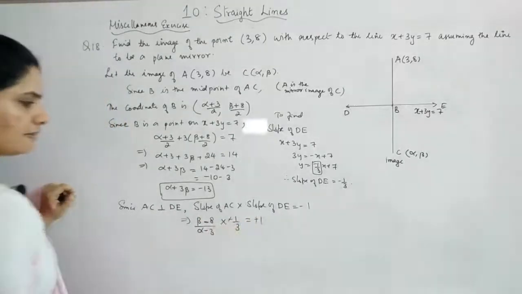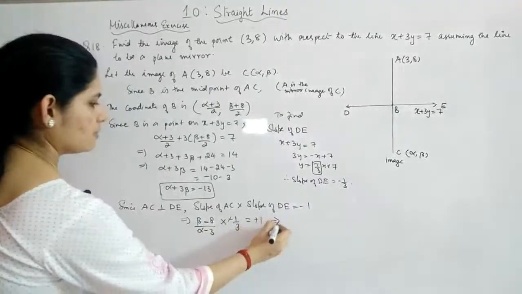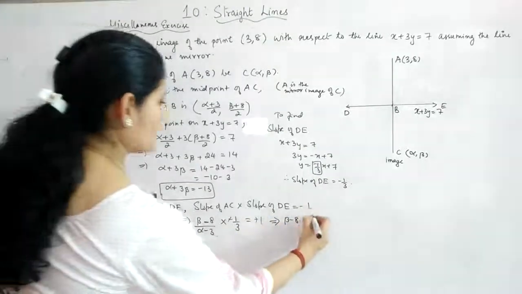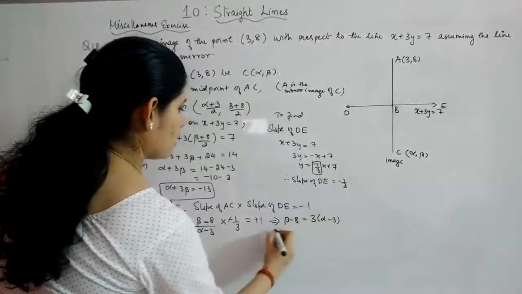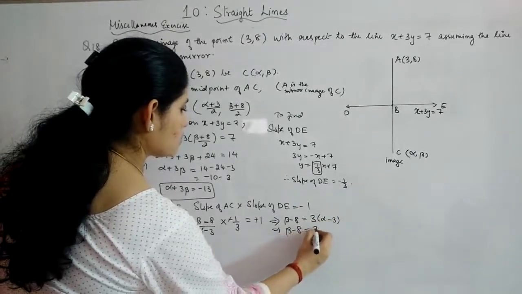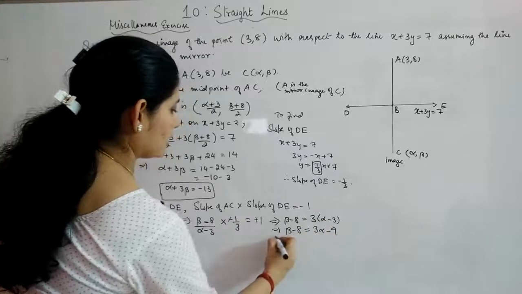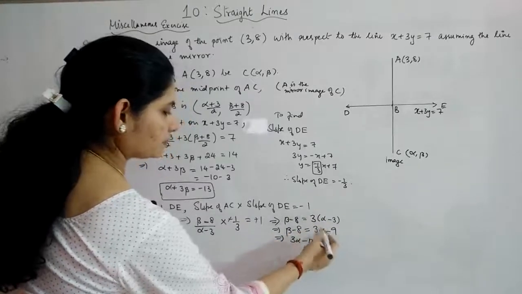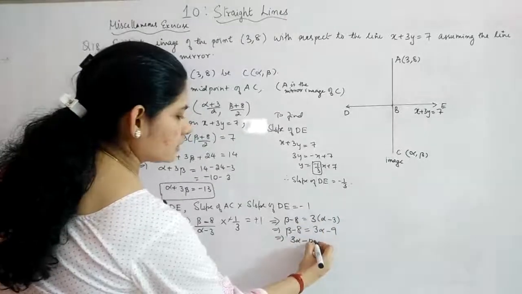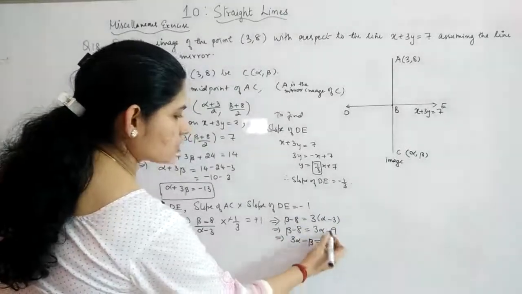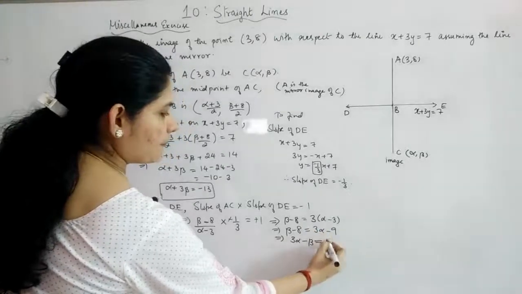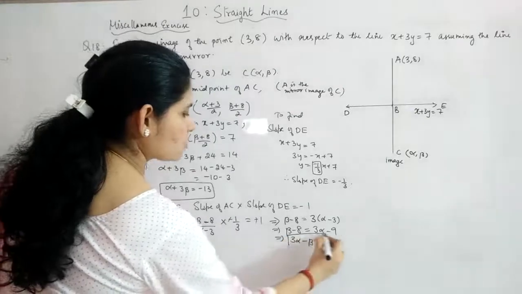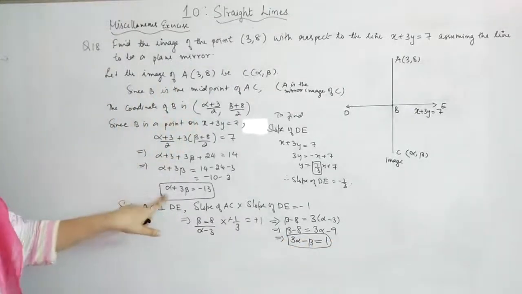These two get cancelled and you are getting beta minus 8 is equal to 3 into alpha minus 3, or beta minus 8 is equal to 3 alpha minus 9. That is 3 alpha minus beta is equal to 9 minus 8, that is 1. So this is another equation which you are getting, which is containing both alpha and beta.